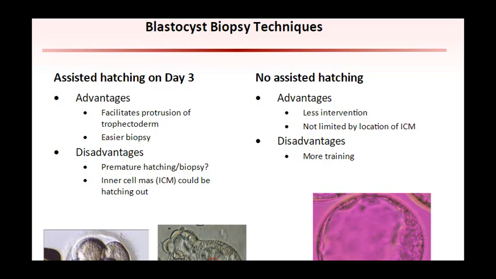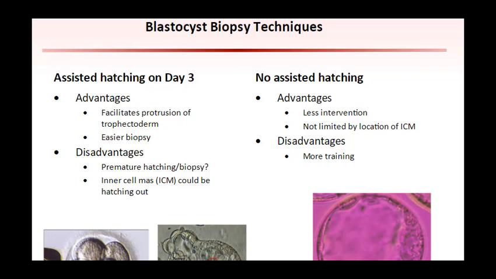Lastly, it is possible that the inner cell mass will hatch out of the zona. This would require a separate hole to be created away from the inner cell mass so a piece of the trophectoderm can be removed. Alternatively, Capalbo and colleagues described blastocyst biopsy without the aid of day 3 assisted hatching by simply culturing the embryos to day 5.